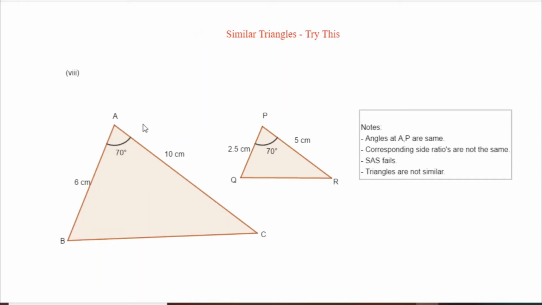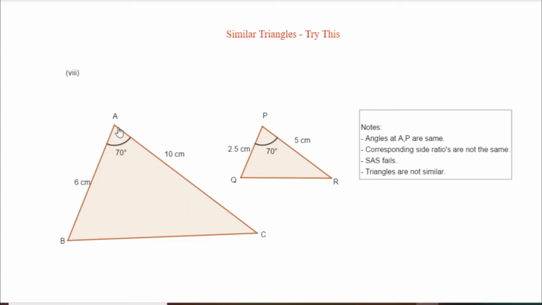Question number 8. Triangles ABC and PQR. Angle A is equal to angle P, which is 70 degrees. Lengths of two of the sides in both the triangles are given. For AB 6 units, AC 10 units, PQ is 2.5 units and PR is 5 units. Since one angle and two of the sides are known in each of the triangles, we can apply SAS similarity criteria.